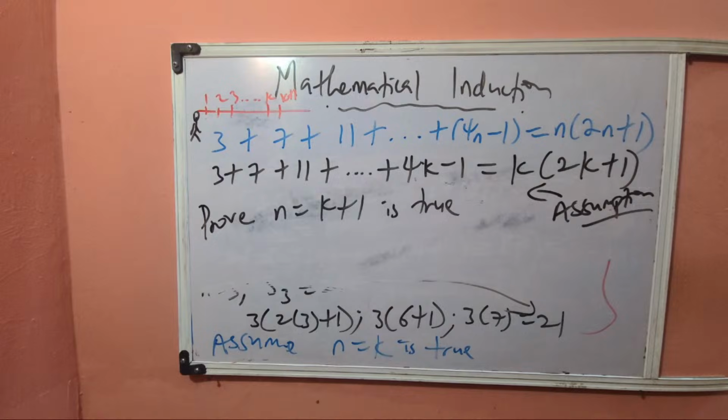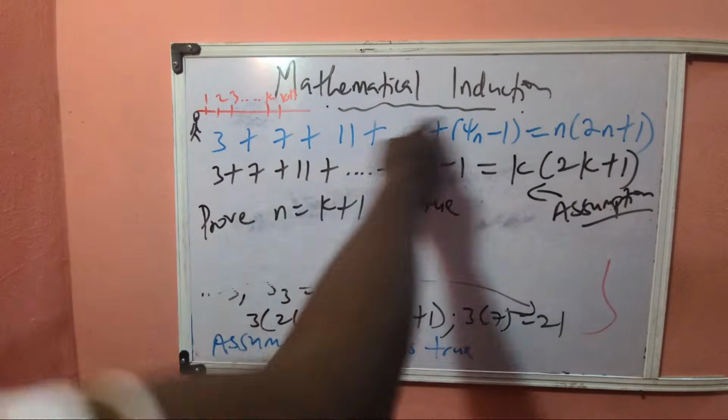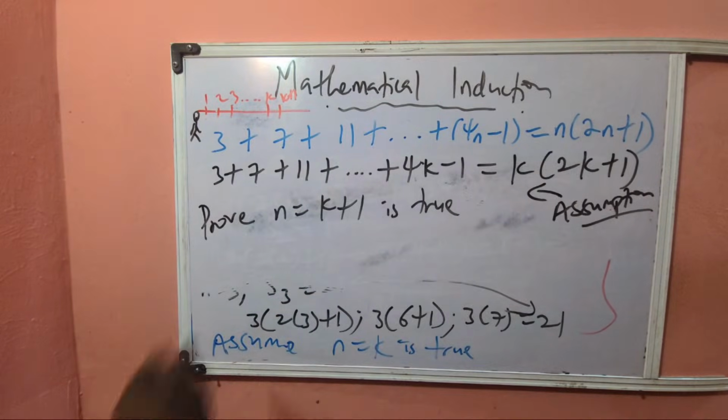So the next thing you now do is to try and prove this. Of course, even if you are trying to prove for n equals k plus 1, you still use the same expression. This was the initial expression in blue, don't forget. This was the assumption in black. So then go on.